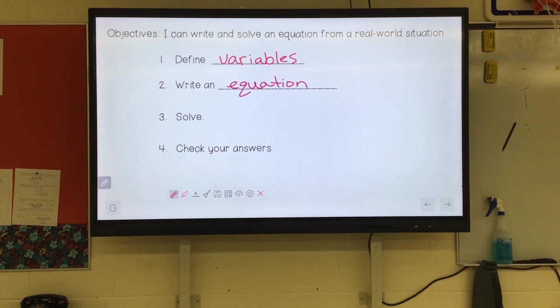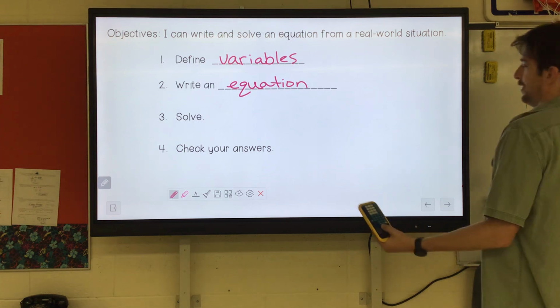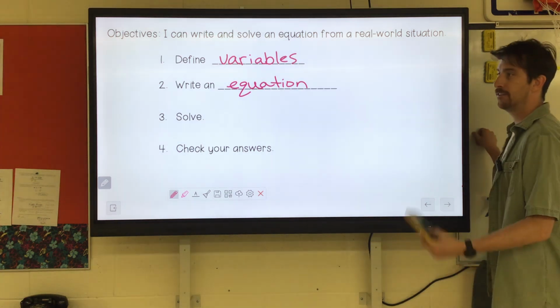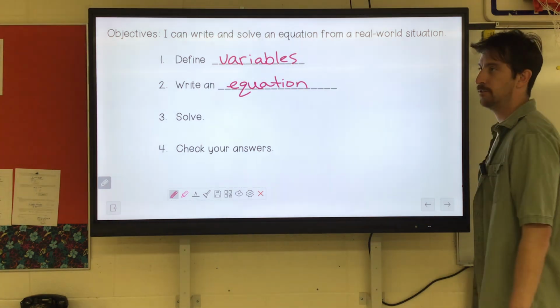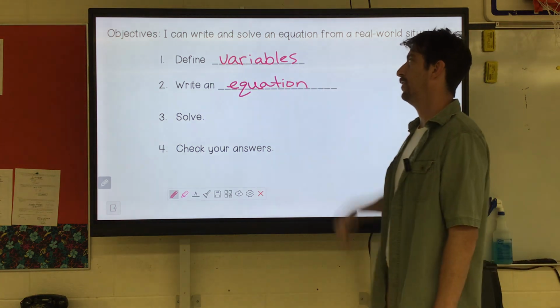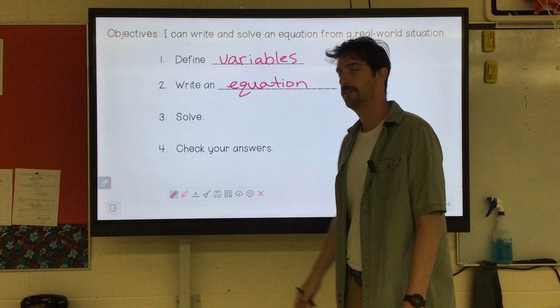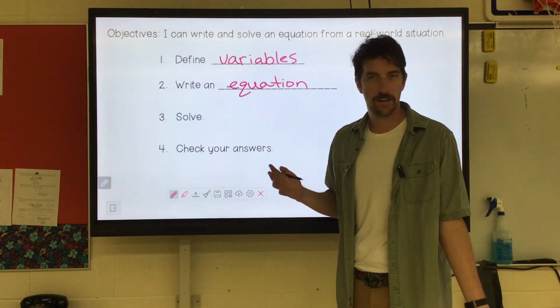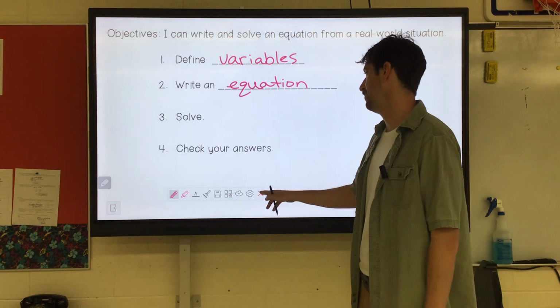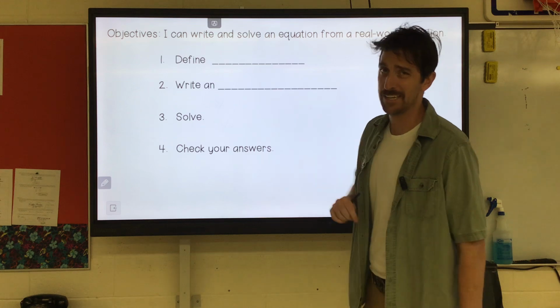Okay, so we're going to write and solve an equation from a real-world situation. This is why we do math. We try to relate it to real-world scenarios. So we want to define a variable, pick a letter for something, write out an equation, and then solve it and make sure our answer makes sense, right? We've done it. Tale as old as time.